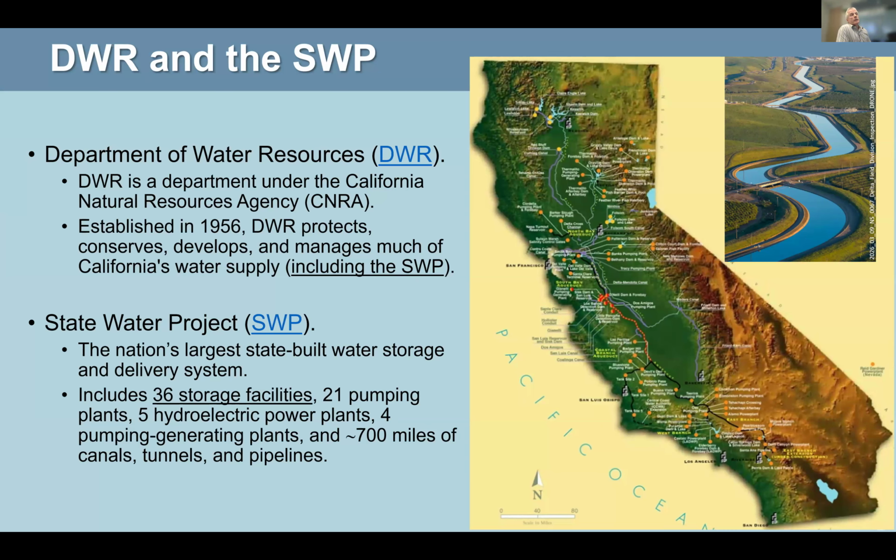But just to be clear, the State Water Project's not the only game in town in California. There's a thing called the Central Valley Project. That's a federally funded water conveyance and flood protection system. There's a thing called the State Plan of Flood Control, which DWR also manages. And there are many other flood and water delivery systems in California. We're talking about the State Water Project.